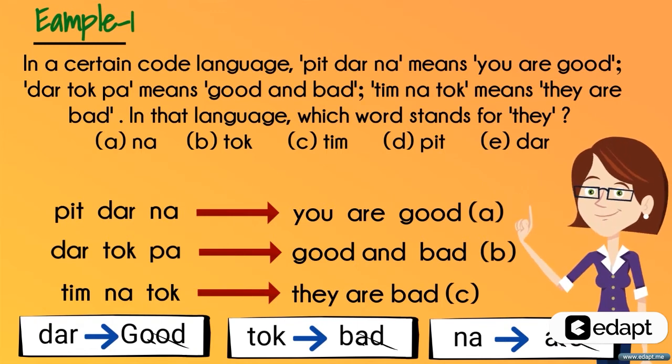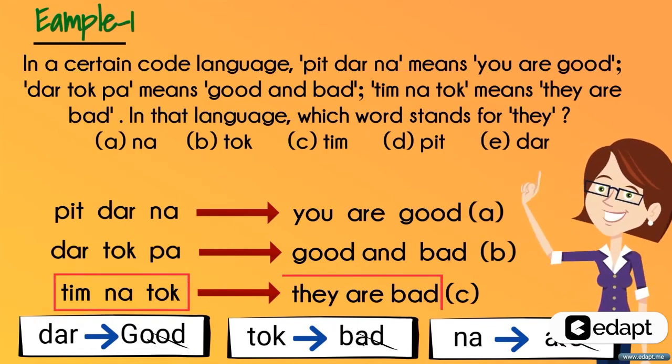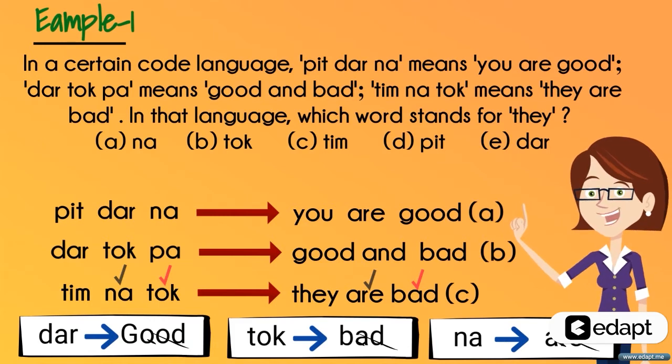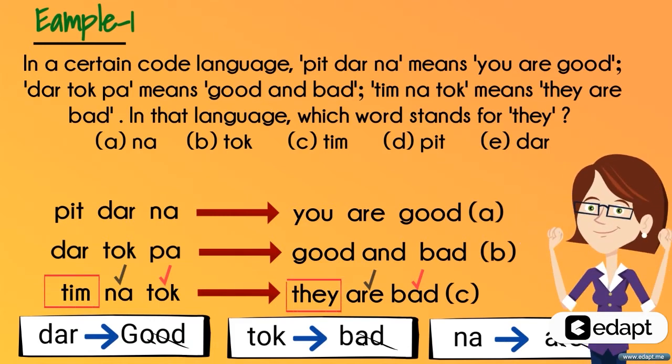Now, we know that Tim na tok codes for they are bad. We have found out that na codes for are and tok codes for bad. Therefore, Tim codes for they.